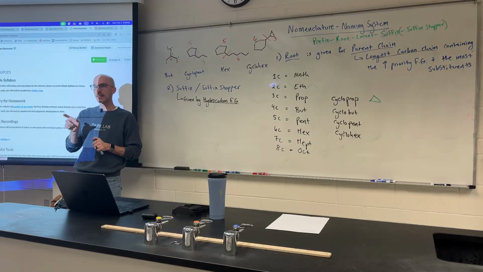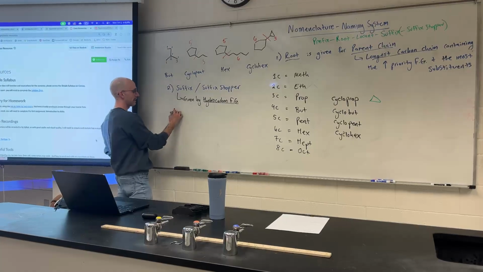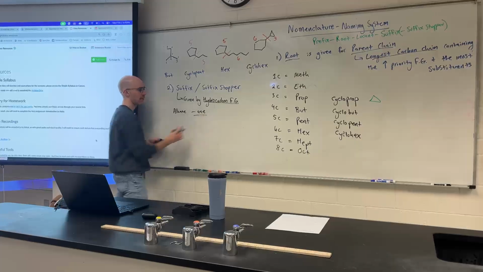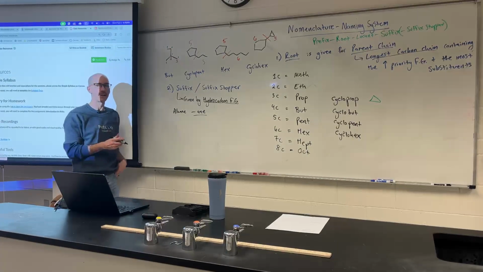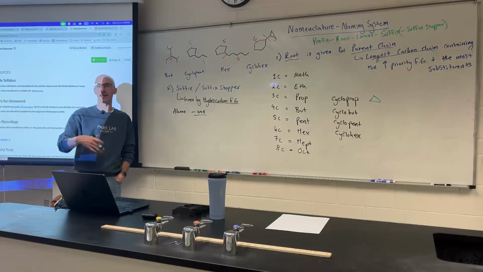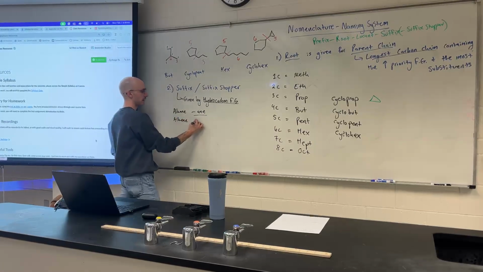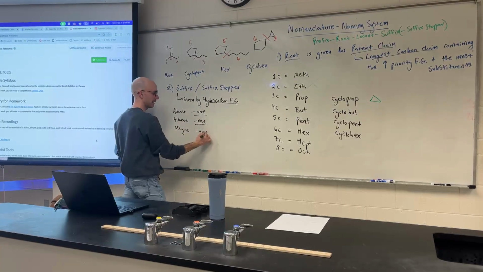If the highest priority, the only functional group, is alkane, then we give it the suffix -ane. That's how our name will end. We take the root and we add -ane to the end. Methane, propane, butane. Alkene gives it the suffix -ene. Alkyne gives it the suffix -yne.